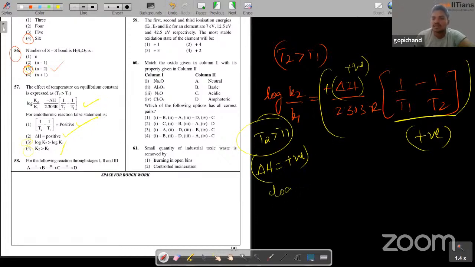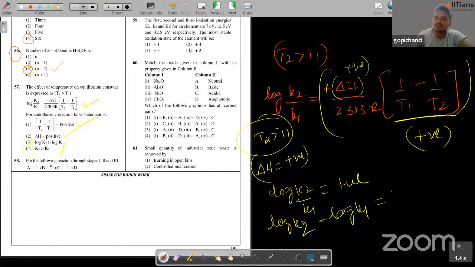So now what does this mean? Log K2 by K1 is positive. So that is log K2 minus log K1 is equal to positive. That means what? Log K2 is equal to log K1 plus something. So that means log K2 will always be greater than this one, and then we can say that it is always greater than 0.